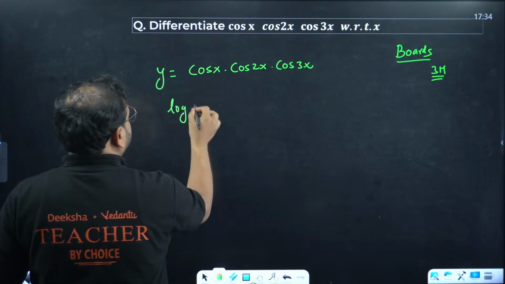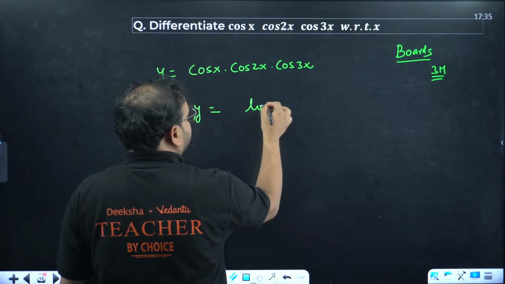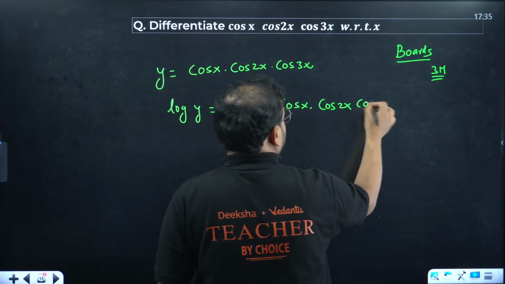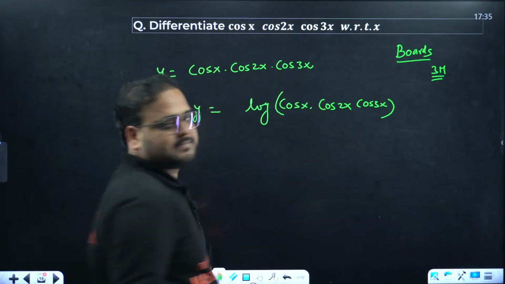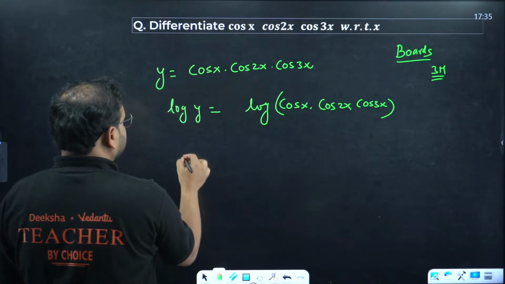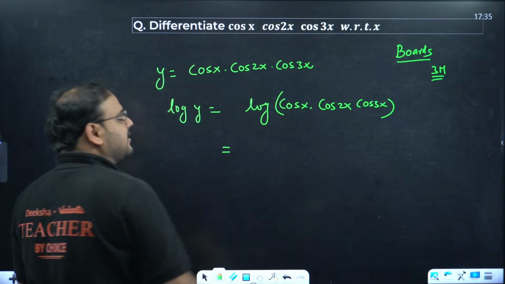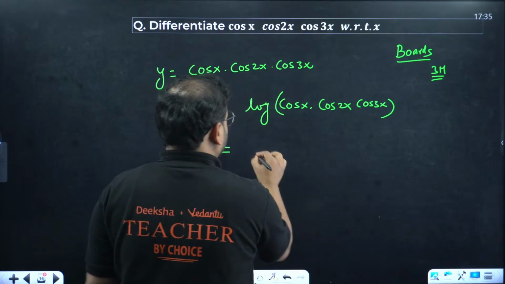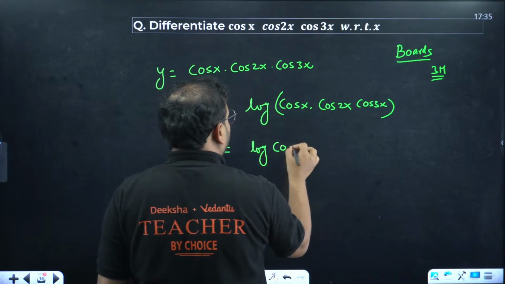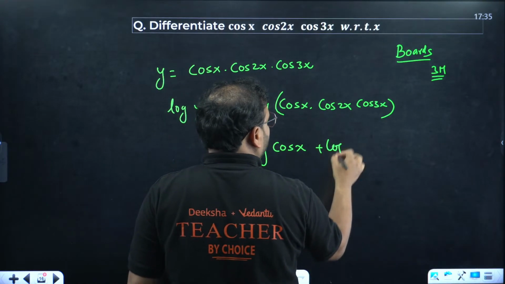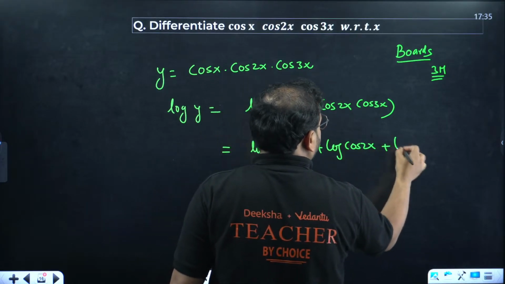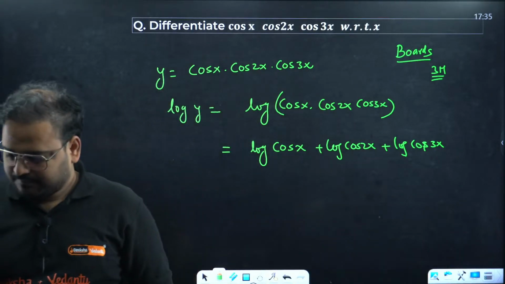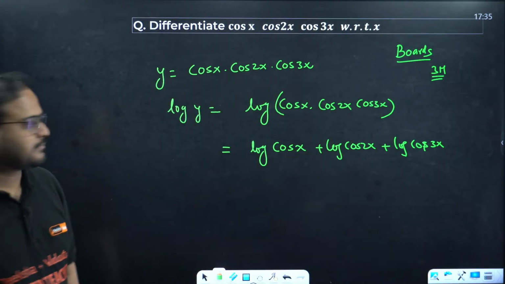Take log on both sides. You'll have log of cos x cos 2x cos 3x. Before we differentiate, can we apply the product law in the log? Log abc is there. This becomes log of cos x plus log of cos 2x plus log of cos 3x. Right? Correct?